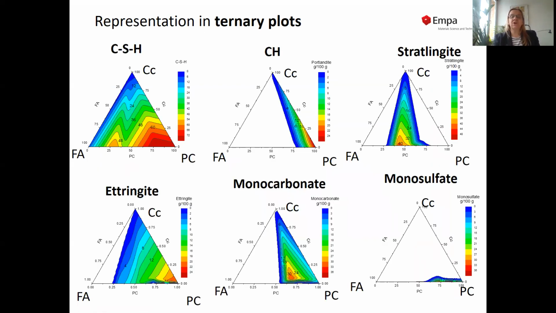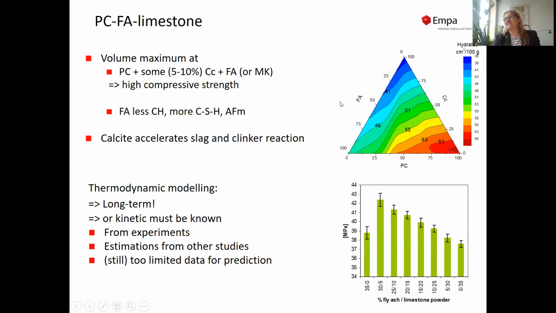We can also use it to study where we would still expect the formation of Portlandite, not surprisingly, mainly in the Portland cement rich area, where we would expect more or less CSH, and where we would form most ettringite or strätlingite. There's a lot of details you can see in these plots, but often you have a bit too much information to digest them all. I want to shortly summarize my Portland cement, fly ash, limestone findings.